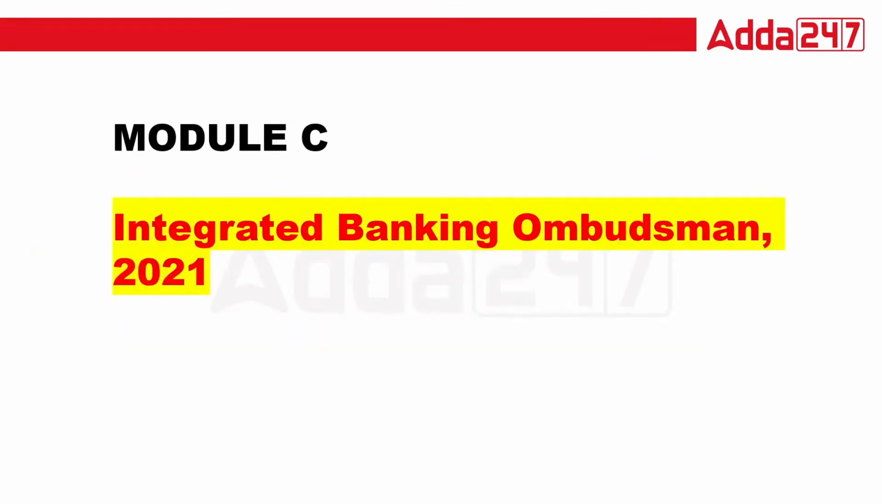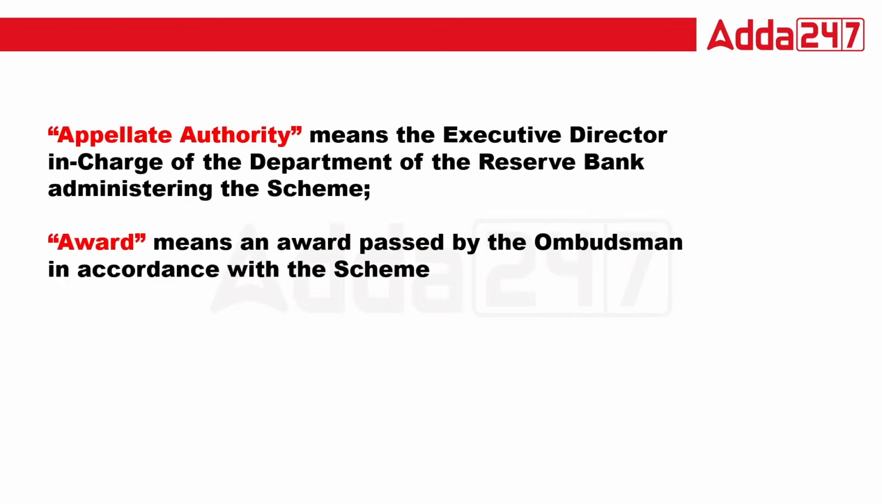Next, class, Integrated Ombudsman Scheme 2021. That is important. What is appellate authority? The appellate authority is basically the Executive Director in charge of the Department of Reserve Bank of India. That is very much important. Award is that passed by the ombudsman. So award is also very much important.